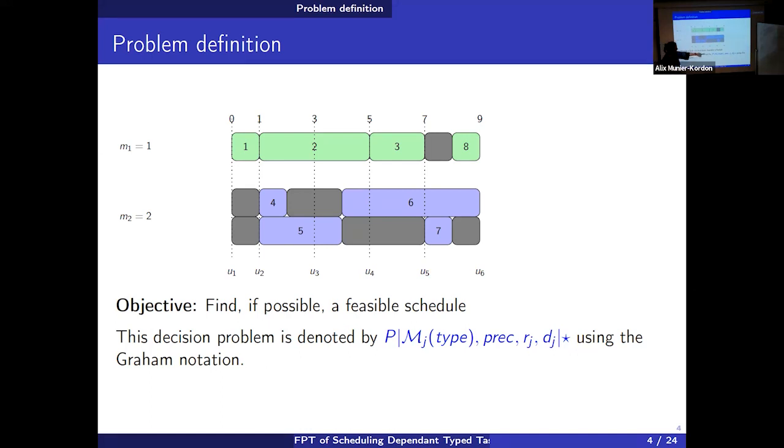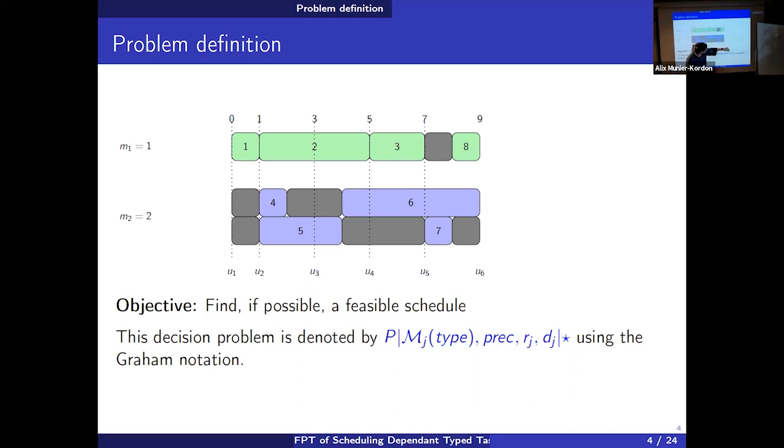And usually we note it like this. Do you know Graham notation? Do you know it? So the Graham notation is a three-field notation. One field, second one, third one. The first field usually describes the kind of machine or the kind of resource you have. Here, when it is P, it means it is parallel processors.